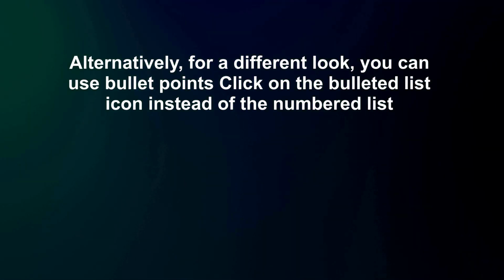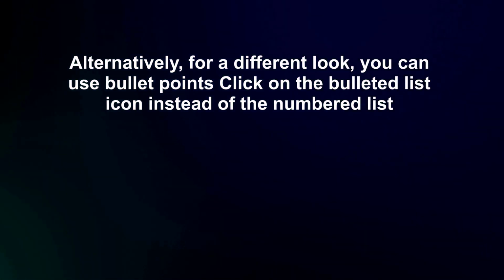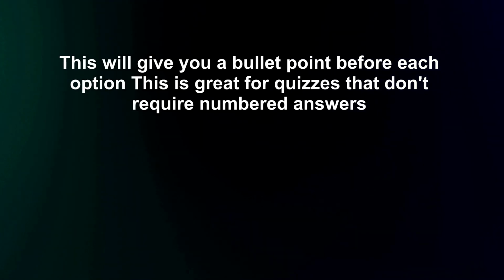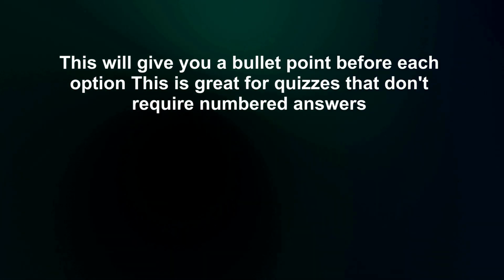Alternatively, for a different look, you can use bullet points. Click on the bulleted list icon instead of the numbered list. This will give you a bullet point before each option. This is great for quizzes that don't require numbered answers.